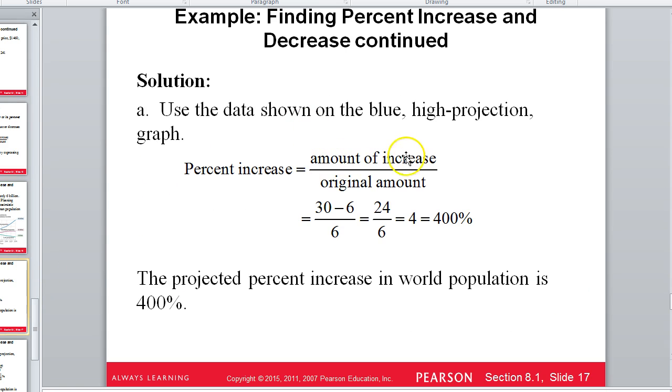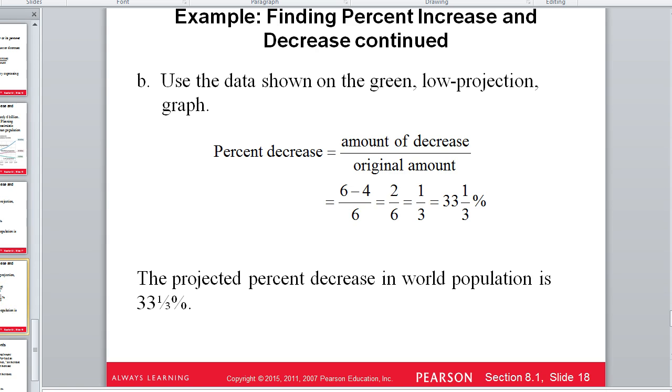So for part A, the increase was 24 divided by 6, that's 4. And remember, that's the decimal, even though there's not a decimal in there. Remember, there's always a decimal at the end. Multiply that by 100, slap on a percent sign, and we got 400% increase. Okay, the world population is projected to increase by 400%.